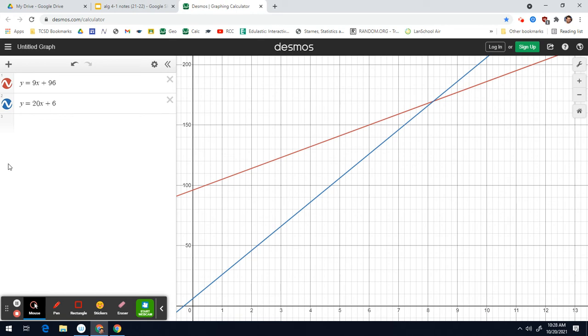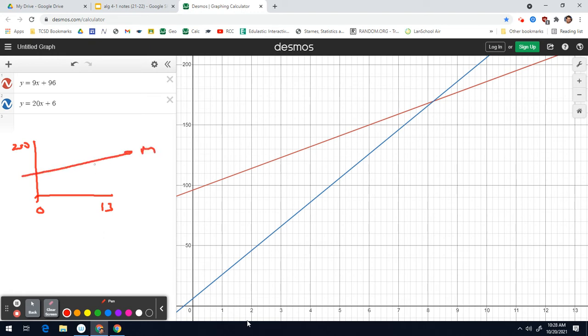So I'm going to draw a little picture right here, right? So here is my picture. So I have 0 to 13 on my page right now, and 0 to 200. So the red graph is Manisha. She's up here. This is Manisha. And then the blue graph is Holly. She's right about here.